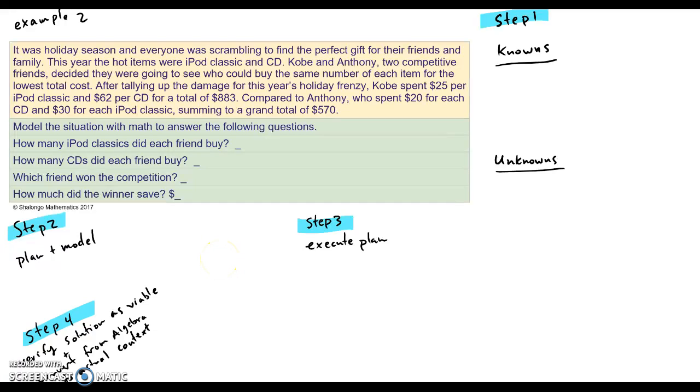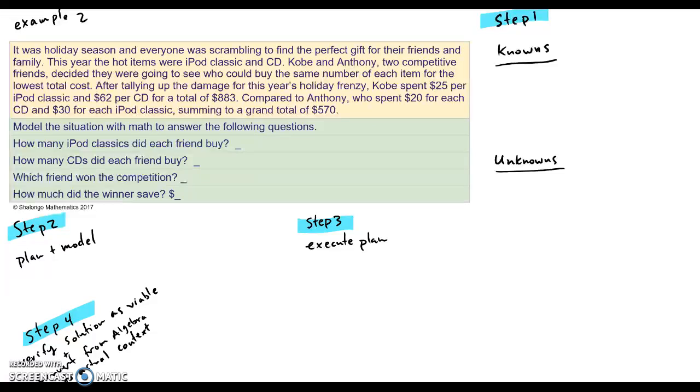Okay, example 2. It was holiday season and everybody was scrambling to find the perfect gift for their friends and family. This year, the hot items were iPod Classic and CD. Kobe and Anthony, two competitive friends, decided they were going to see who could buy the same number of each item for the lowest total cost.